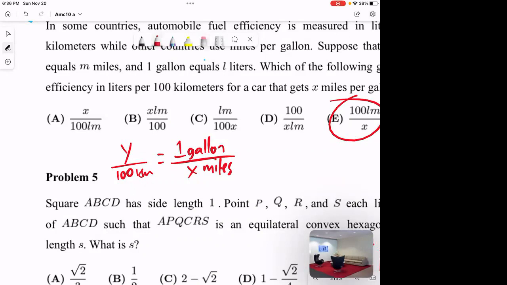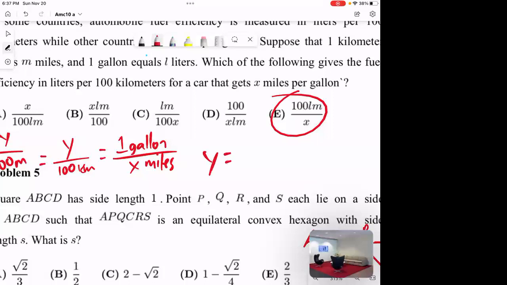This is equal to Y over 100 M miles. And then we multiply this 100 M on each side to isolate Y, giving us Y equals 1 gallon times 100 M over X.